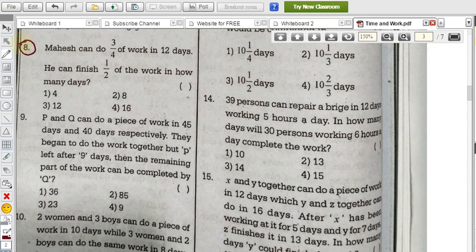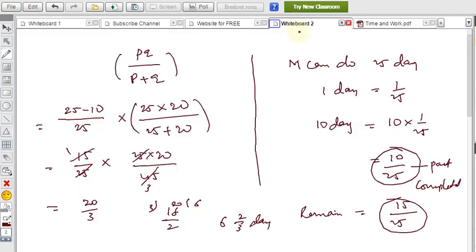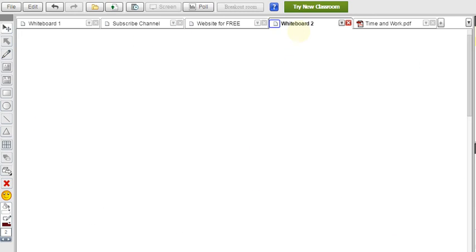One more question here. Mahesh can do 3/4 of work in 12 days. He can finish half of the work in how many days? Okay, 3/4 work in 12 days he can complete. How many days to finish 1/2 work? So the statement you can write here like this: required number of days.